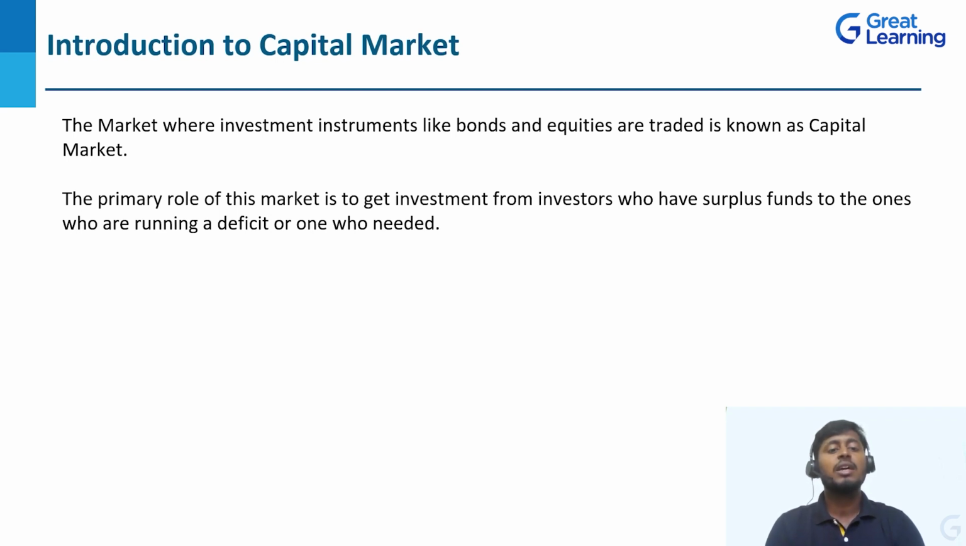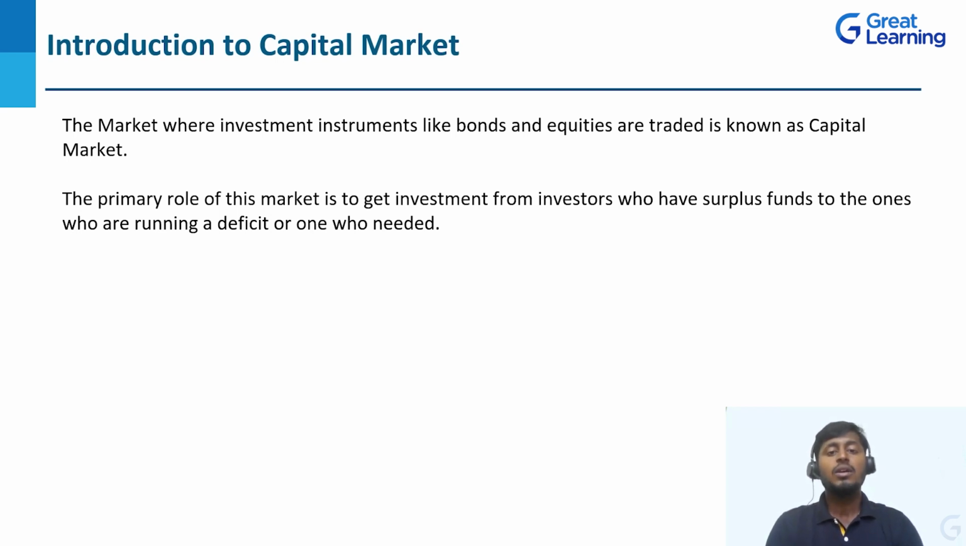Now we will begin with the capital market. The market where investment instruments like bonds and equities are traded is known as the capital market. So in simple terms, wherever equity shares, bonds, debentures, securities are traded, that place we call the capital market. The primary role of this market is to move investment from investors who have surplus funds to the ones who are running a deficit, or who need that money.